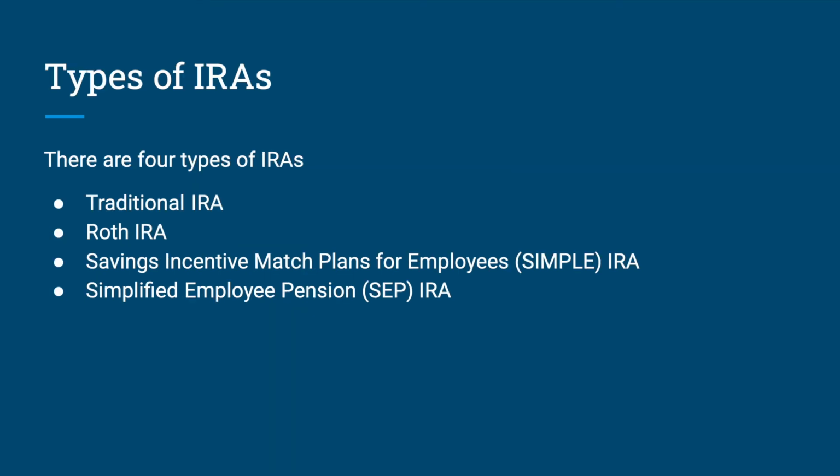And so there are 4 different types of IRAs that we will see here in VITA. So the first one is a traditional IRA. The second one is a Roth IRA. The third one is what's abbreviated to being called a simple IRA. And the fourth one is what's abbreviated to being a SEP IRA.